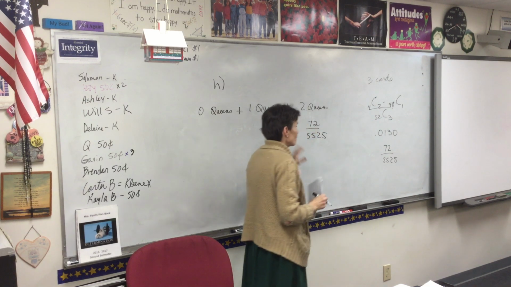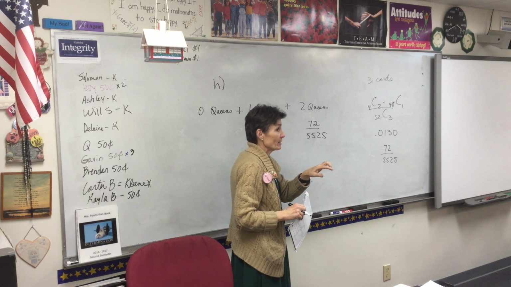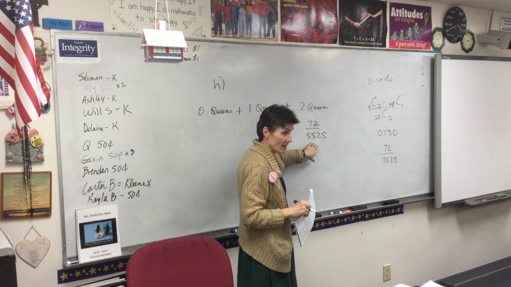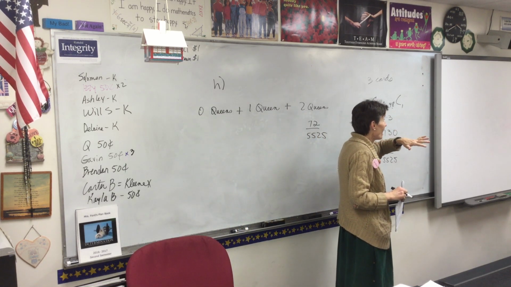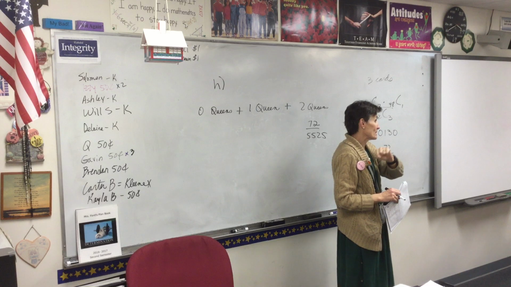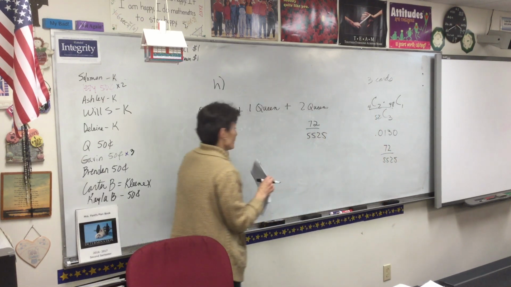Why am I using the fraction form? It's more accurate. There's no round off in that, right? If you want to use the decimal forms, that's fine, but don't round them off every step you go. So let's do no queens.